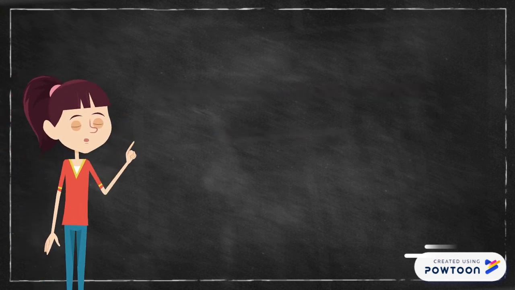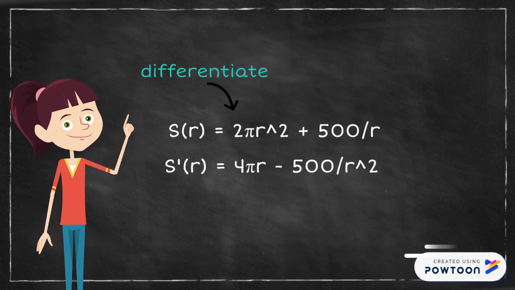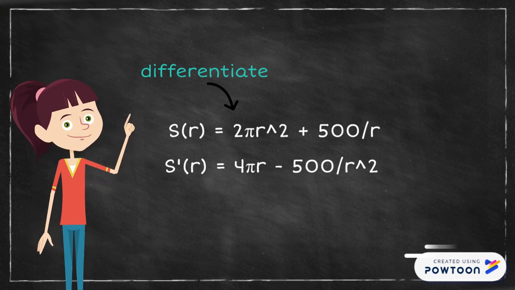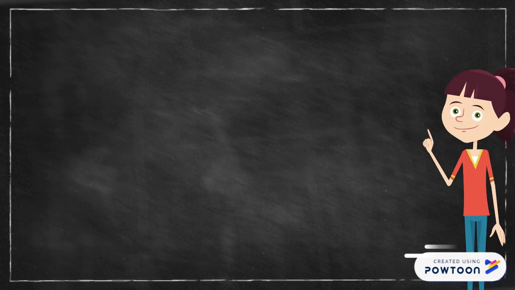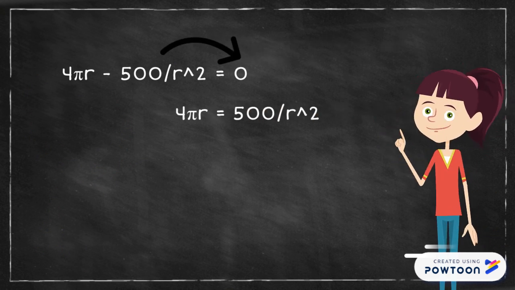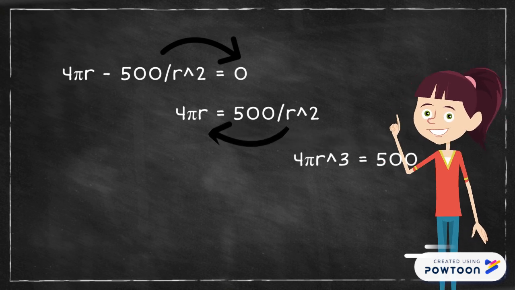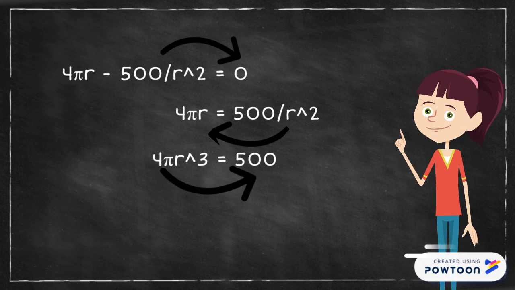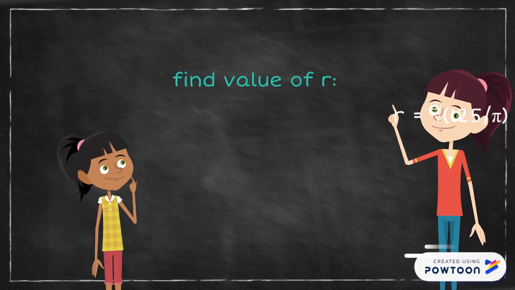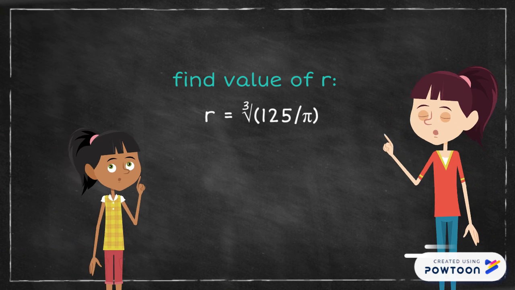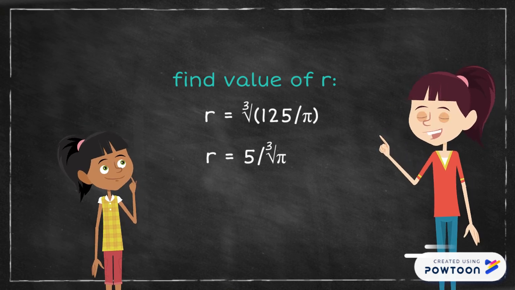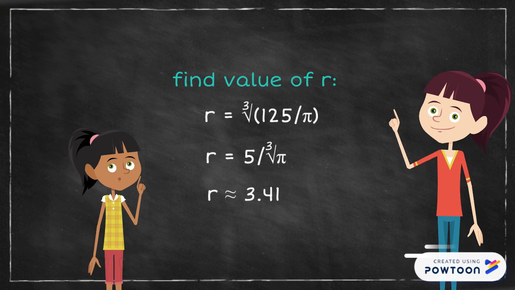Now we calculate S prime of r equals 4 pi r minus 500 over r squared. To find stationary points, we set this equal to 0 and solve it. 4 pi r minus 500 over r squared equals 0, and then 4 pi r equals 500 over r squared, and then we get 4 pi r cubed equals 500. Solving it, we get r cubed equals 125 over pi. So we get r equals the cube root of 125 over pi, and we simplify it to get 5 over the cube root of pi, which is approximately 3.41.